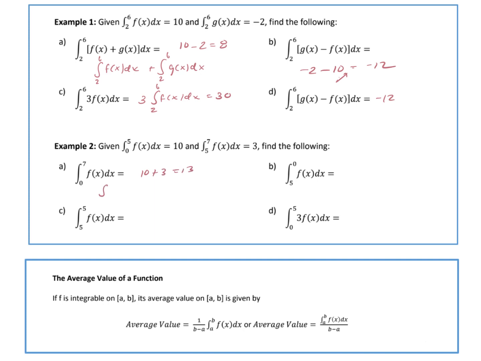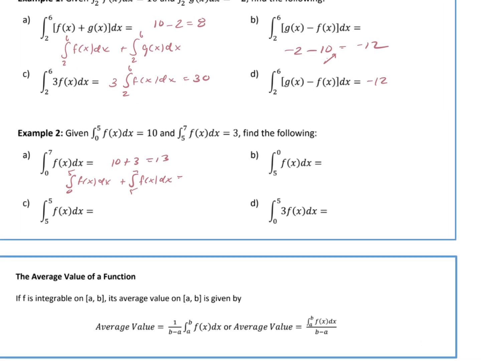So we're going to go from 0 to 5 of f of x, and then plus from 5 to 7 of f of x. So 13. 10 plus 3 is 13. This one, we're going to flip it around. So we like to put the lower on the bottom, this on the top. So we're going to go from 0 to 5. That makes this become negative f of x dx. We know f of x from 0 to 5 is 10. So negative 10 for that one.